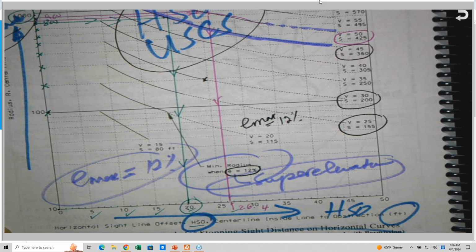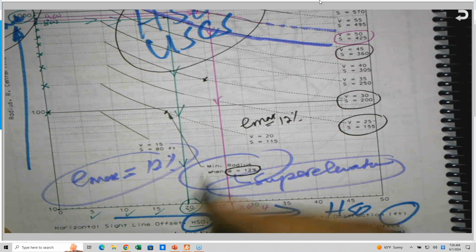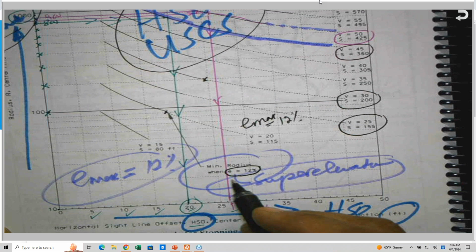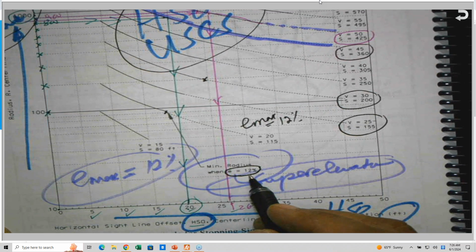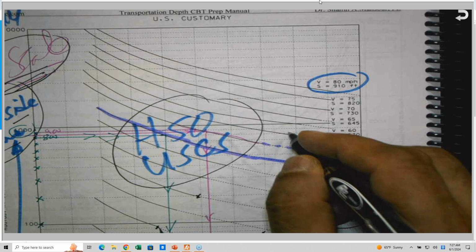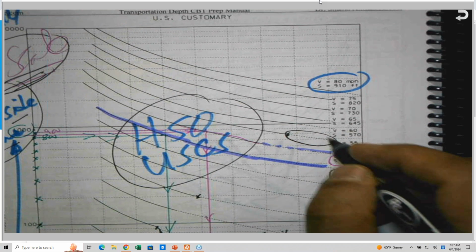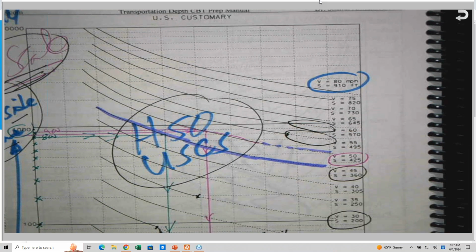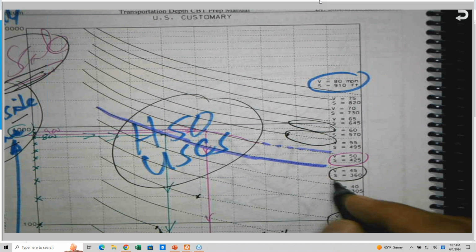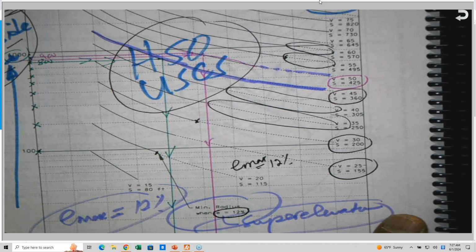So they make the line solid up to the maximum, which is the minimum radius when e equals 12, the maximum superelevation. You'll find that the portion of these curves, the solid line, after that starts to be a dotted line where the superelevation would exceed 12 and is not allowed by the code. That's why they make it a dotted line like this. I need you to be aware of that, okay?